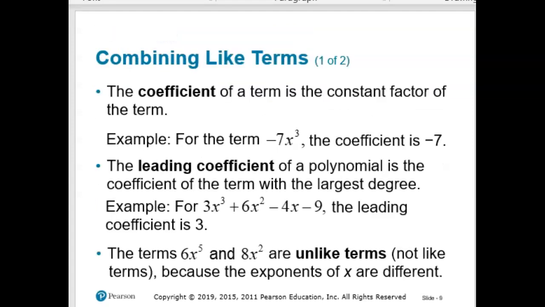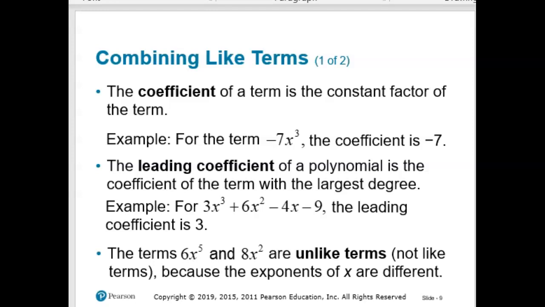So the important part of simplifying our answer is knowing how to combine like terms. When we combine like terms, we are looking to make sure that both the base and the exponent are identical. So we look at the coefficients first. Negative 7x cubed, the coefficient is negative 7. The leading coefficient is always the number in front of the variable with the largest exponent. So 3x squared plus 3x cubed plus 6x squared minus 4x minus 9. The leading coefficient of the polynomial is the 3 because it's the coefficient of the term with the highest degree.